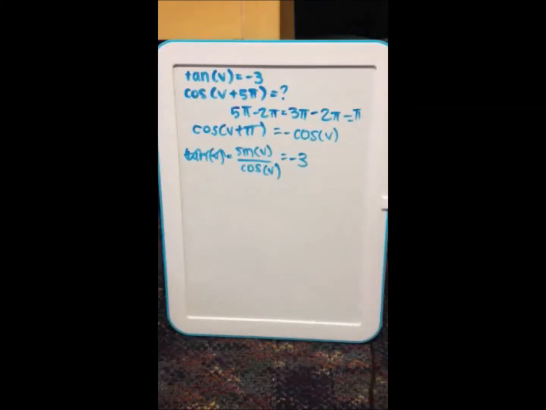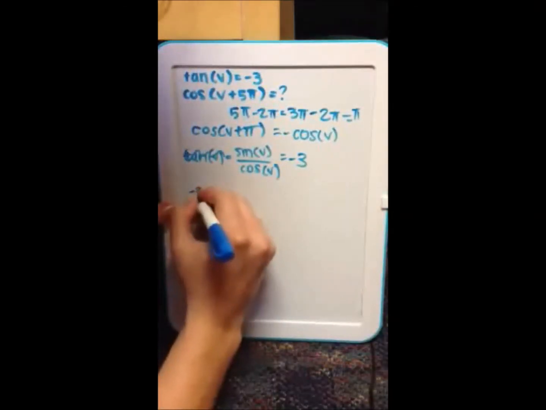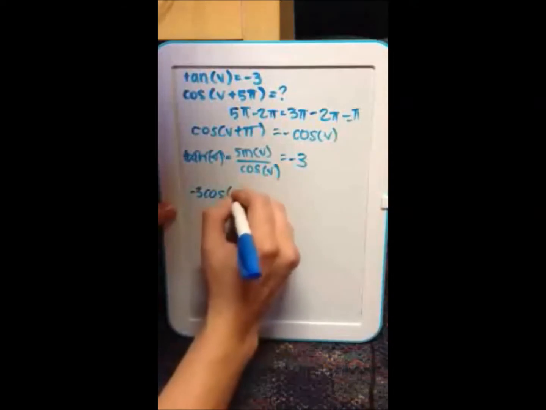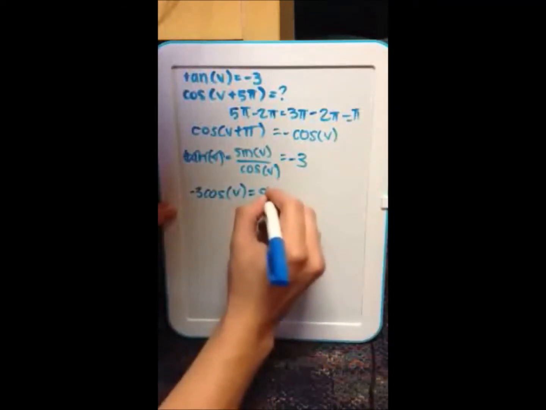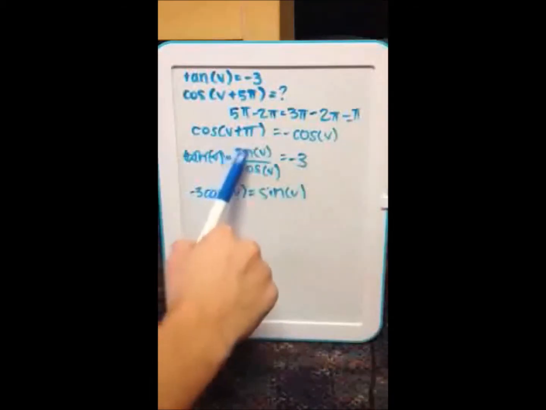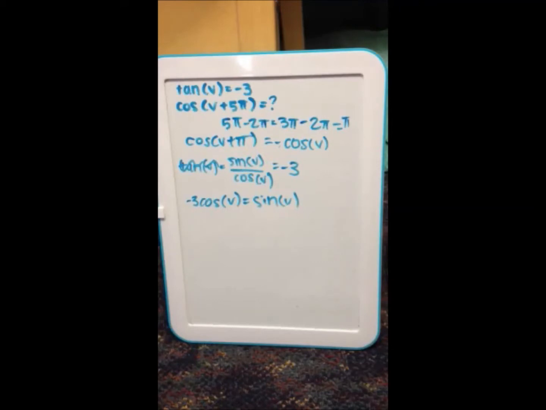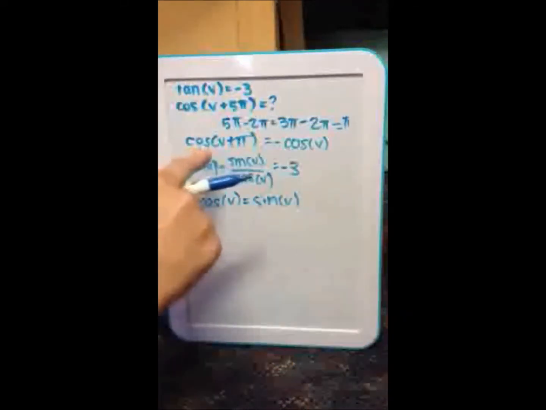But since we're trying to solve for cosine, we're going to try and make it to where all of our variables are cosine. So we're going to have -3 cosine of v equals sine of v. And all that I did was multiply by cosine on this side and on this side. Okay, so now we're going to put this into the Pythagorean theorem. And in order to do that, we want to have both of our variables, sine and cosine, to be just cosine, since that's what we're solving for in the end.